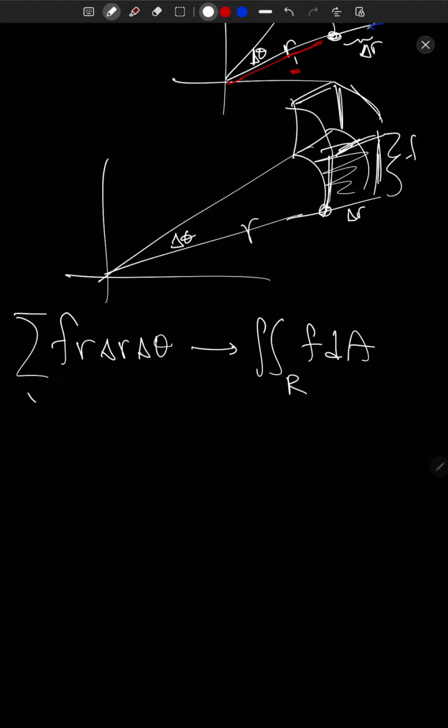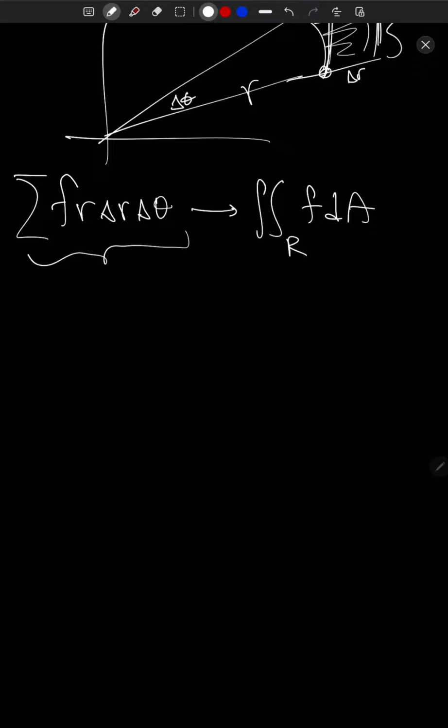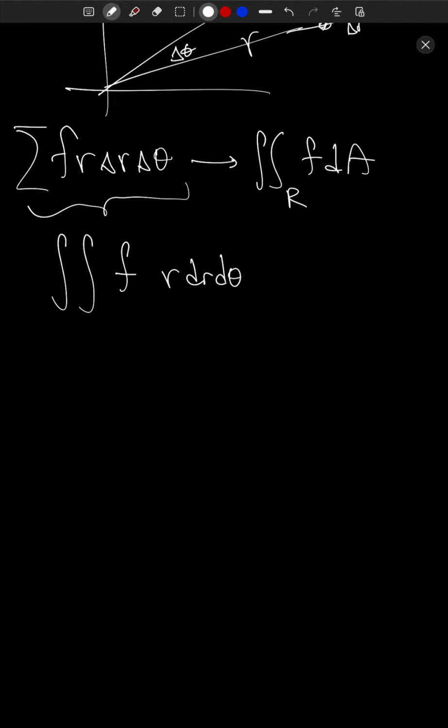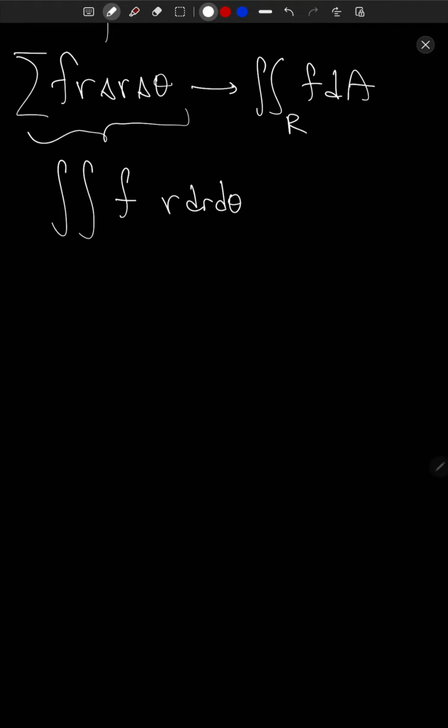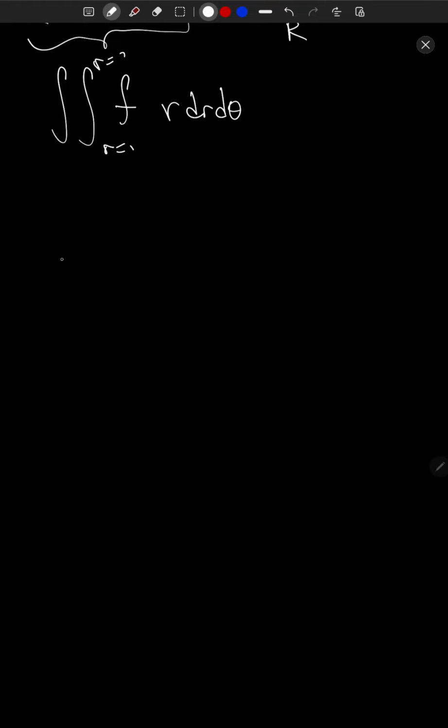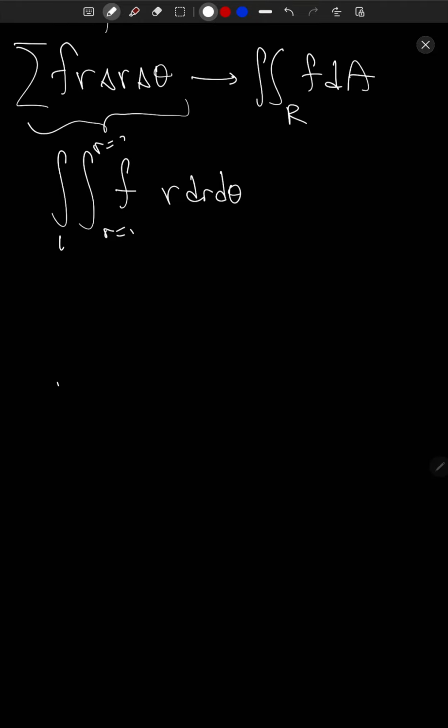So what is this thing here? Essentially, this tells me I should be doing a double integral of my function, I need an r, and then dr d theta. That's what the limit tells me I need to do as delta r and delta theta go to 0. And these limits of integration now are in terms of r and theta. So r equals something to r equals something, theta equals something to theta equals something.